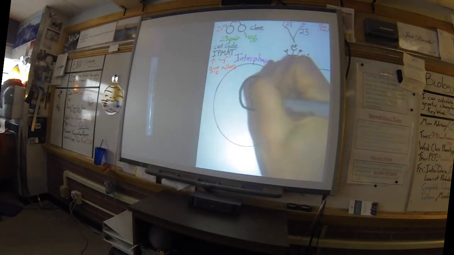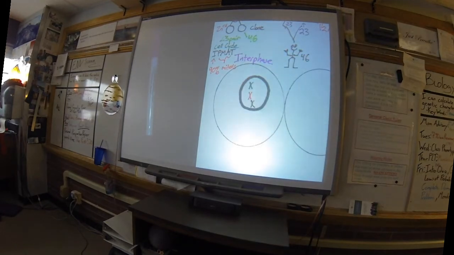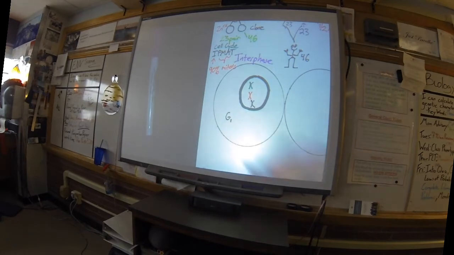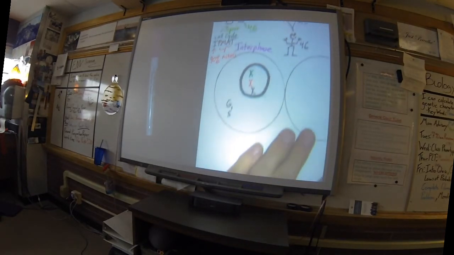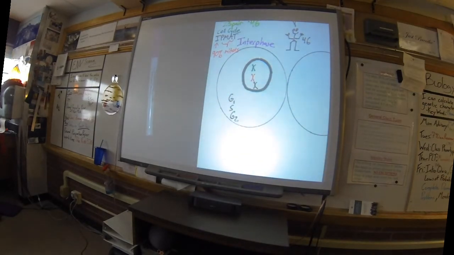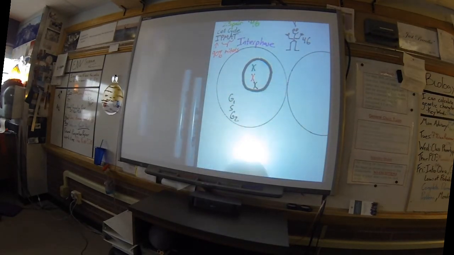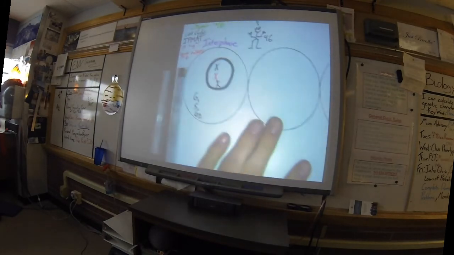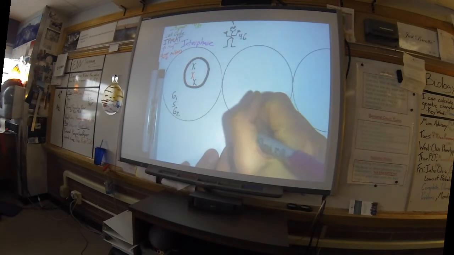Now, during this phase, you might see in books where it says G1. That refers to the growth phase, and then the S refers to synthesis, which means to create the DNA, which is what happened here. And then we have G2, which means grow again. So this is interphase. Our next phase is going to be where we actually start mitosis. This is going to start off with prophase.